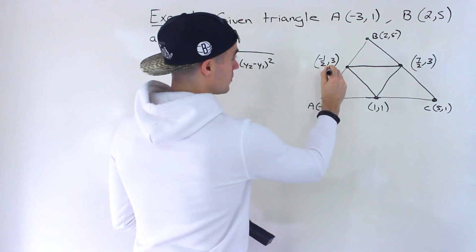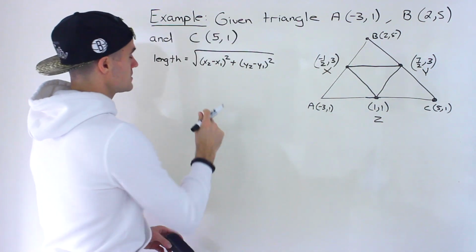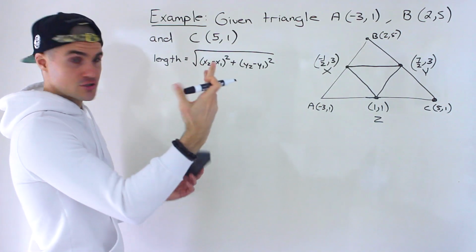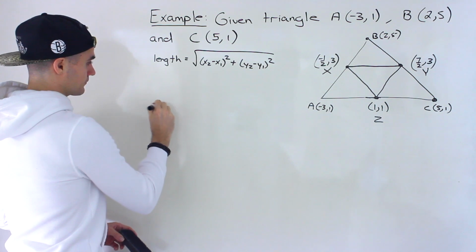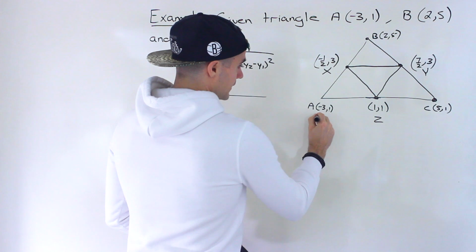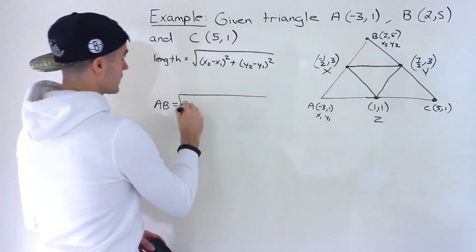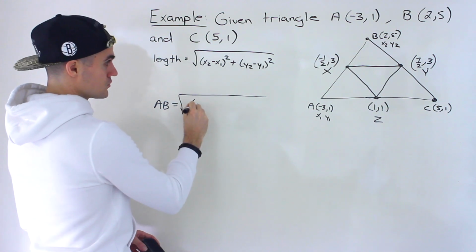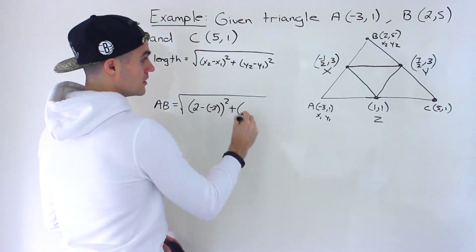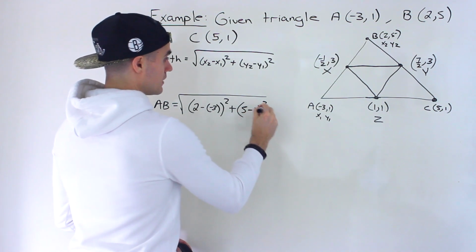So let's actually label these midpoints. So x, y, and z. Okay, so we have something to refer to. So I'm going to find the lengths of the larger sides first. So let's start with AB. So we'll let this be x1, y1, x2, y2. So we would have x2, which is 2, minus x1, which is negative 3. That's going to be squared, plus y2, which is 5, minus y1, and then that's going to be squared.